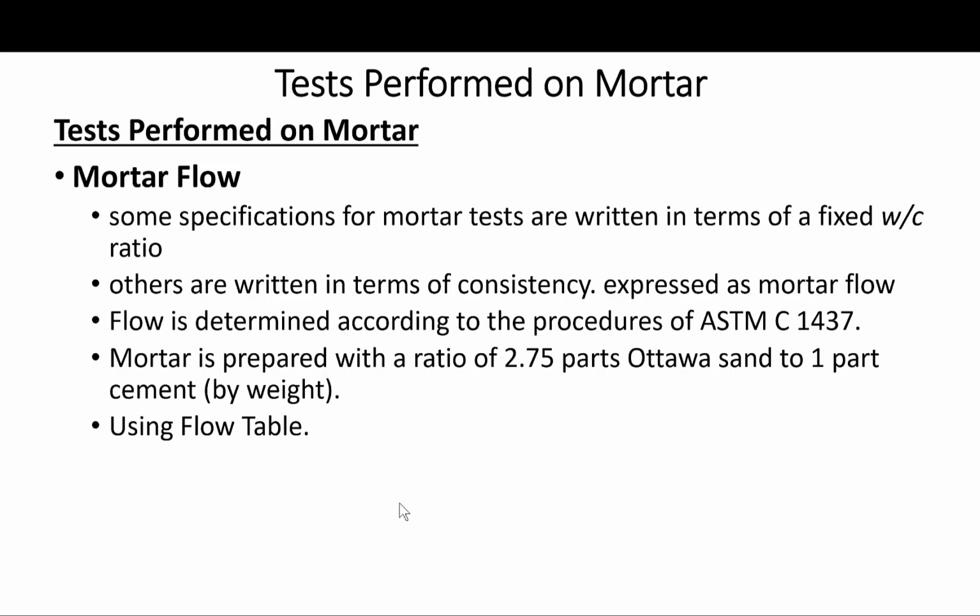The cone is placed on a flow table, that is, a table whose top can be raised and dropped at a height of 0.5 inches, 12.7 millimeters, by means of a rotating cam. It's a mechanical operation. It raises it 12.7 millimeters and drops it. The mold is removed from the mortar and the table is dropped 25 times in 15 seconds. The flow is then the resulting increase in the average base diameter of the mortar mass, measured as a percentage of the original diameter. Okay?